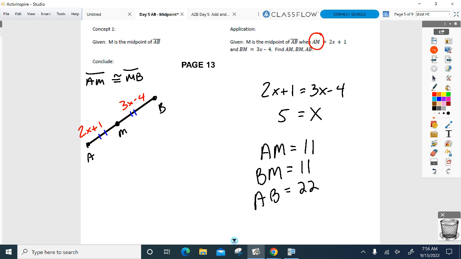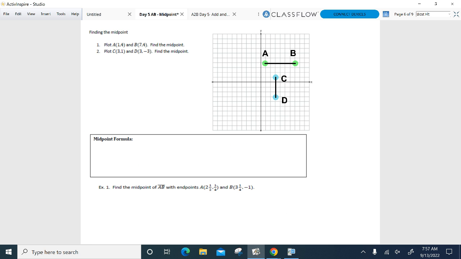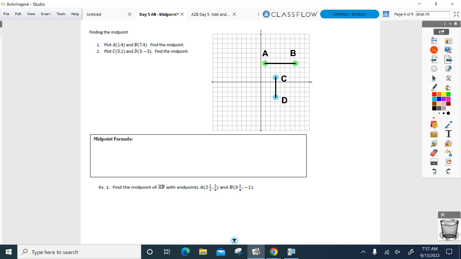Can we go to a graph? Like yesterday, we went on a graph and found the distance. Now we can go to a graph and find the midpoint. Here we go. I'm going to do some basic ones just like I did yesterday with distance. So I'll give you a second. Go ahead and plot AB on your graph. 1, 4, 7, 4.